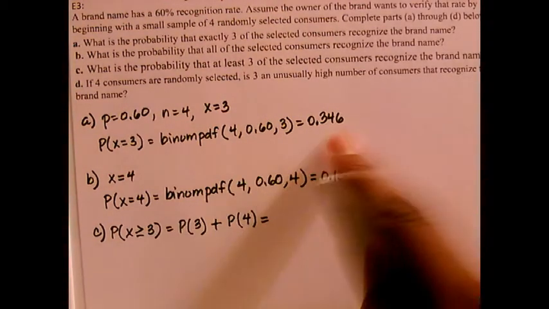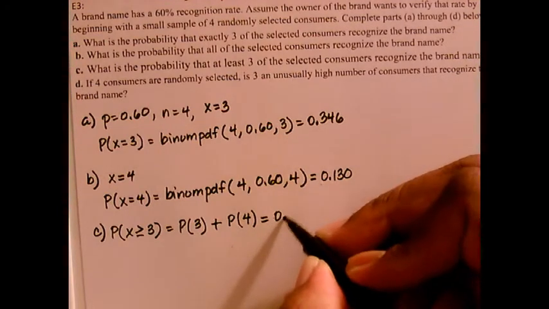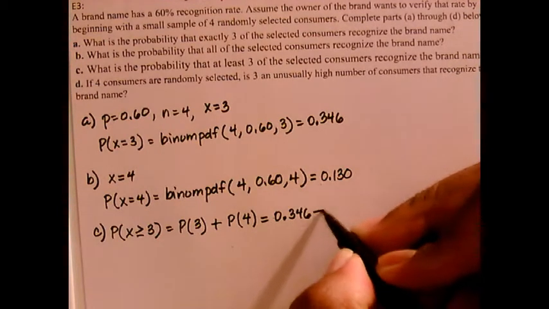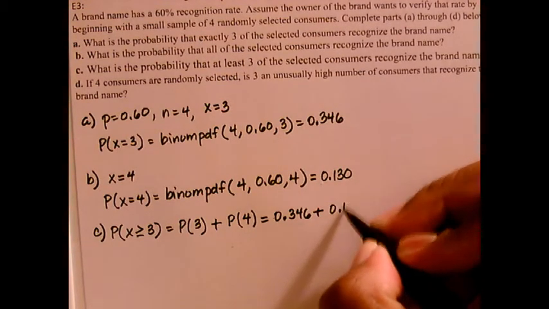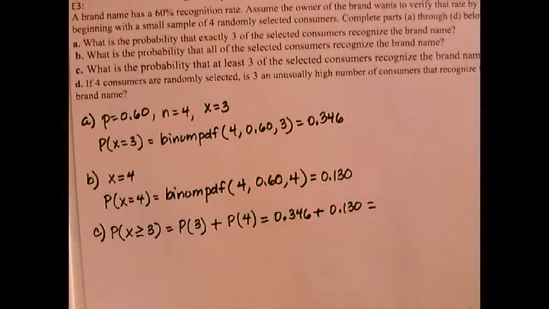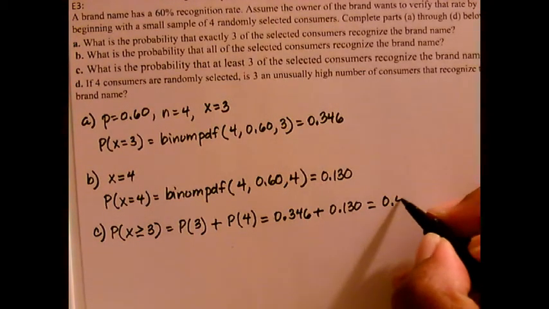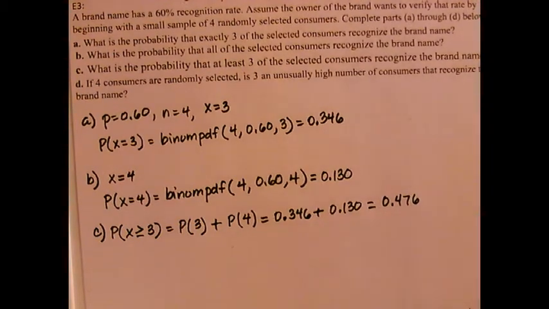Now, back in part A, we found out that the probability of exactly 3 was 0.346, and the probability of exactly 4, back in part B, was 0.130. So add 0.346 to 0.130, you're going to get 0.476. So the probability that at least 3 of the selected consumers recognize the brand name will be 0.476.